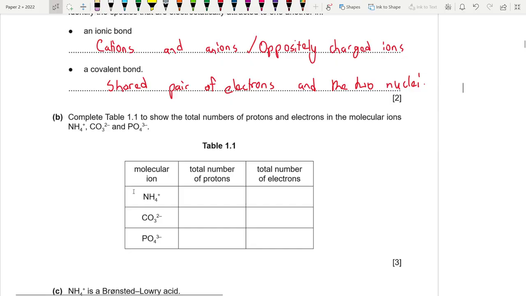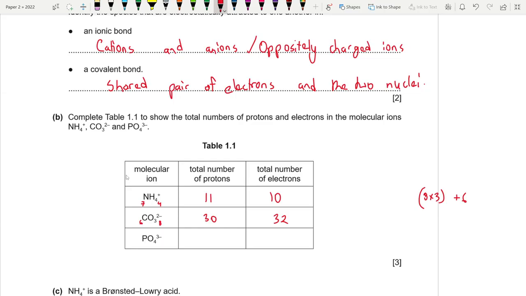Total number of protons, okay. So nitrogen has a proton number of 7 and hydrogen has a proton number of 1, so there are 4 in total. So that means we have 11 protons in total, and nitrogen has 7 electrons as well, and hydrogen has 1 electron. However, here one hydrogen is deficient, right? So we have 10 electrons, which results in a charge of +1. In carbonate, carbon has a proton number of 6, oxygen has a proton number of 8, so that's 8 times 3 plus 6, 24 plus 6, that's 30 protons, and here we just have extra 2 electrons, 32.